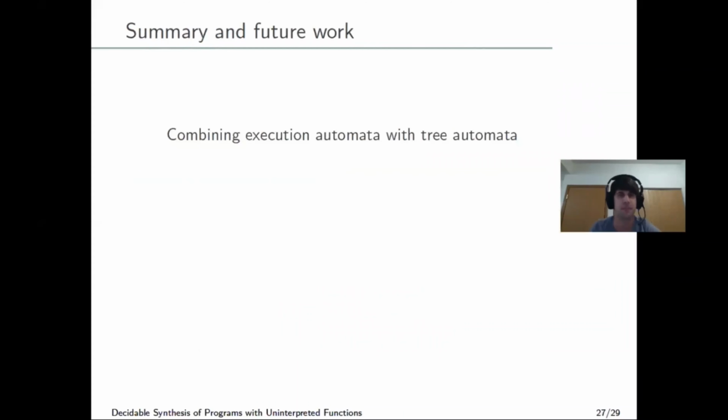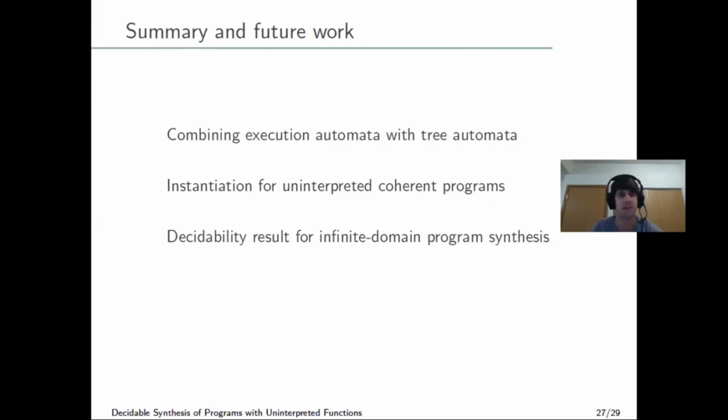To summarize, I showed you we can combine execution automata with tree automata, and I showed you an instantiation of those ideas for uninterpreted coherent programs. And this gave us a decidability result for infinite domain program synthesis. In the future, it would be nice to look at finding practical program synthesis uses of these that work on the basis of these ideas. The final automaton we get in the decision procedure is too big to implement explicitly, but there could be some way to cut some corners and make use of the ideas anyhow.